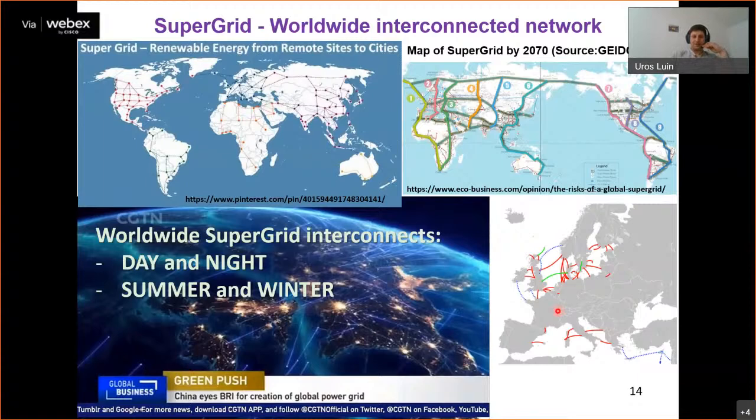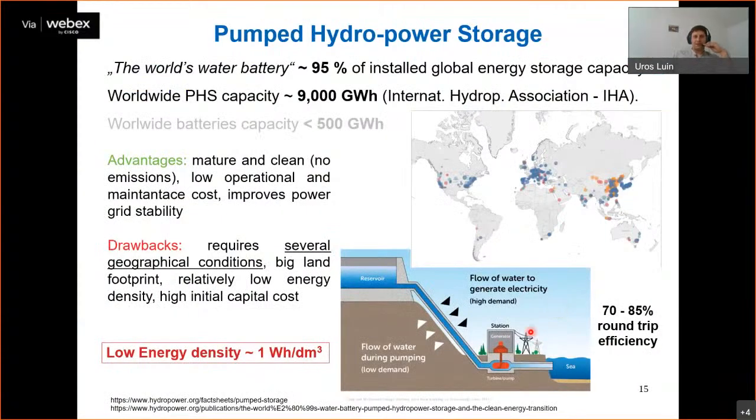So until that time, we need to rely on some kind of energy storage, like pumped hydropower storage, which is the most deployed. It covers more than 95% of the installed global energy storage capacity. And it has advantages, of course. It's mature, it's clean, has no emissions, and has low operational and maintenance cost. It improves power grid stability, but it also has drawbacks.